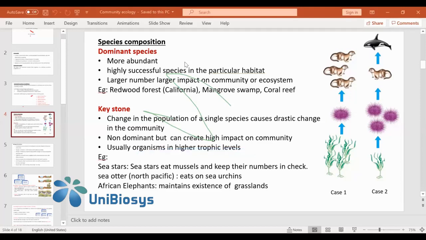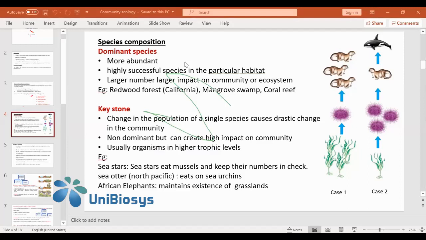Because what is destroyed over there ultimately? The primary producers. When primary producers are not at all there, then in no time the herbivores or whatever it is, the higher levels, they get destroyed. So because of that, sea otter is known as the keystone species in that particular area.